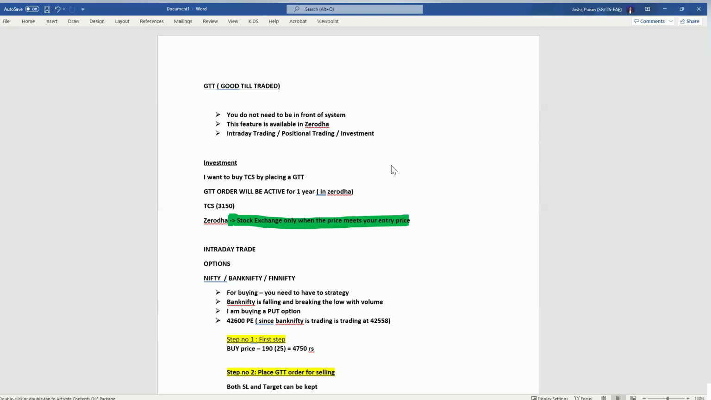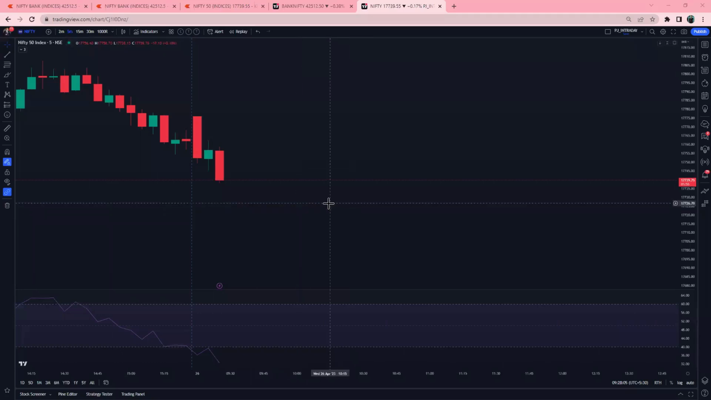Now let's move to the live trade, where I've taken a live trade as well. Let me show you the live trade. Hello guys, good morning one and all. So today I want to show you a trade and also how to use GTT orders for trading.